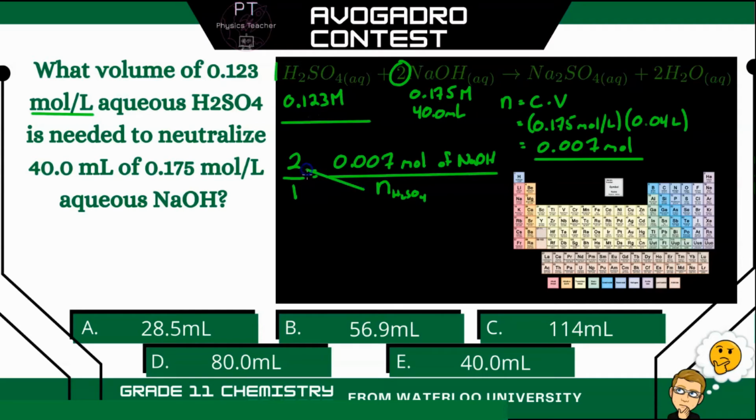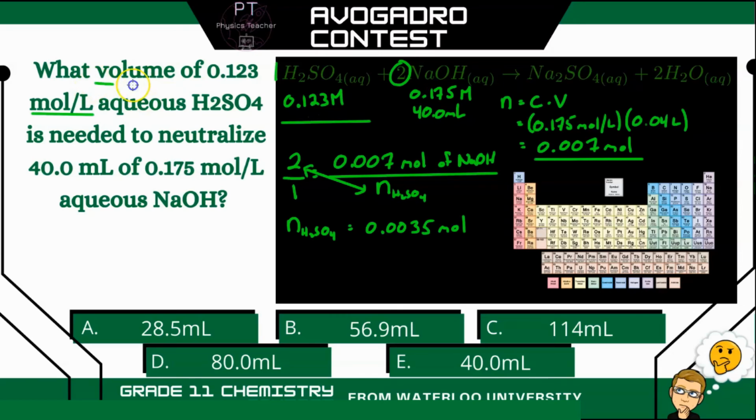Alright, we can rearrange by cross-multiplying. So the number of moles of H2SO4 is simply 0.007 divided by 2, which gives us 0.0035 moles.